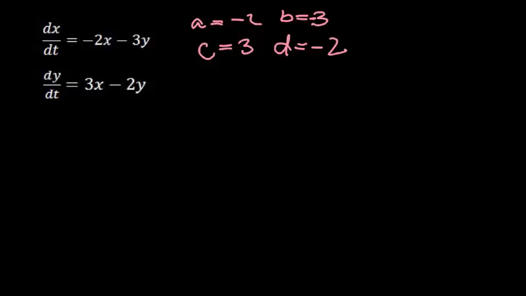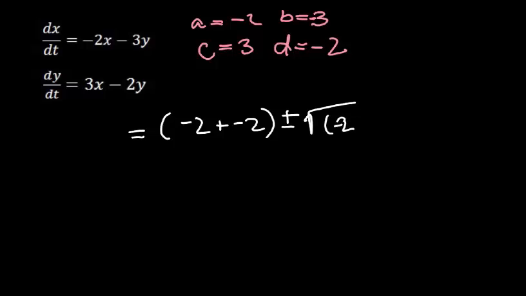Now having those values, we can plug them into our eigenvalue formula. For our first bit, as you remember, we have a minus d, which is -2, actually it's a plus d, so it's -2 plus -2, plus or minus the square root of a minus d, so that would be -2 plus 2 squared plus 4 times b times c, all over 2.